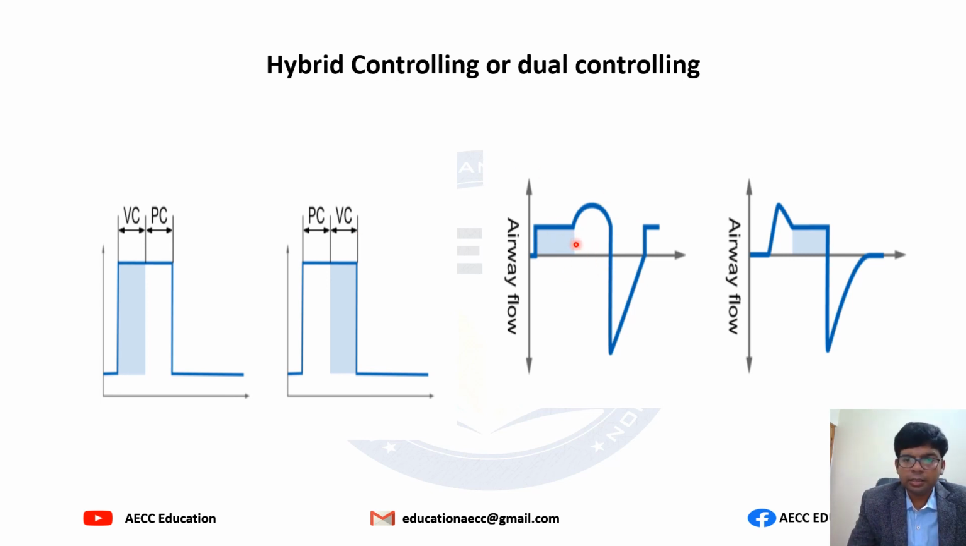So look here, there is a constant flow, so volume control. This is a sine wave pattern. Here is a descending flow, so it is pressure control, and this is a constant pattern, so it is the volume control mode. So this is the hybrid control or dual controlling mode.